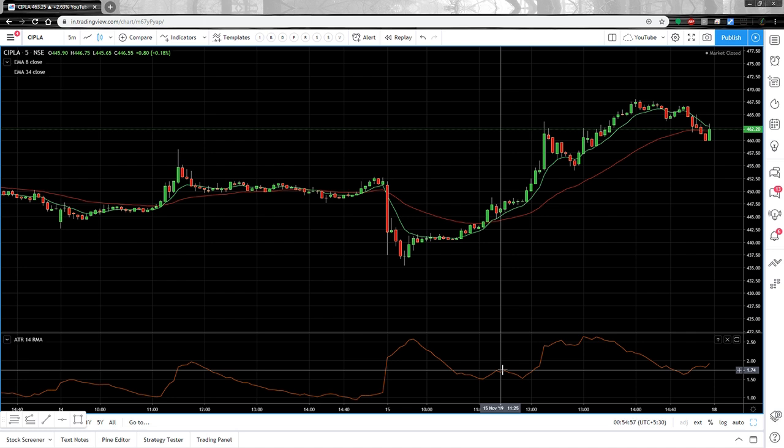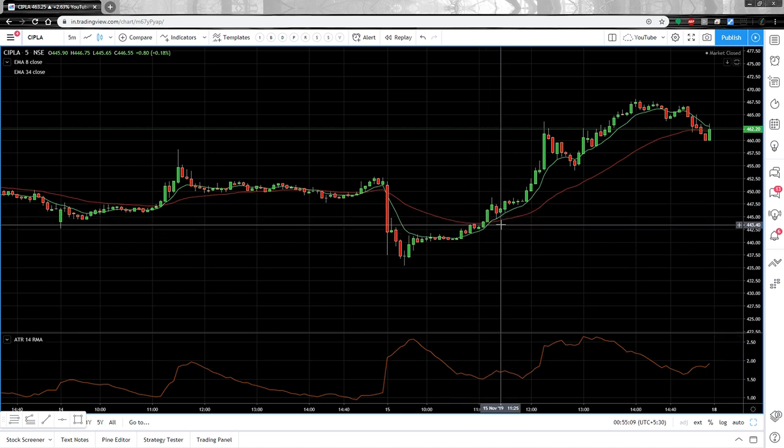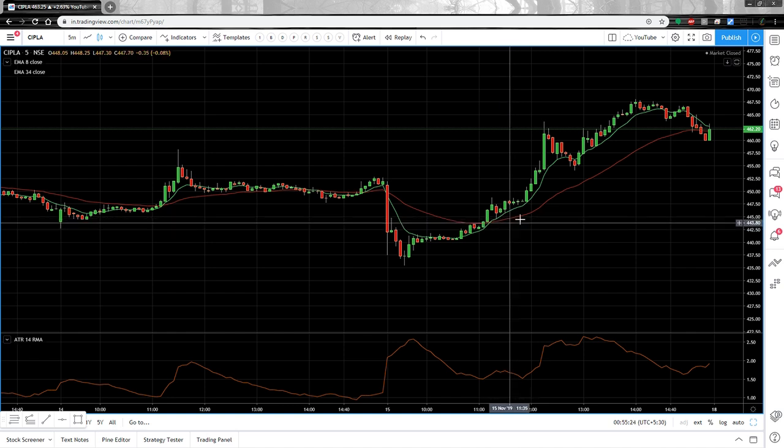So 446.75 was your entry, and you are putting a stop loss of 3 rupees, which is nothing but 443.75. So your entry was here and your stop loss is somewhere here, 443.75. Now this is a good thing. You can ask why? Because the stop loss is below the 34 EMA.